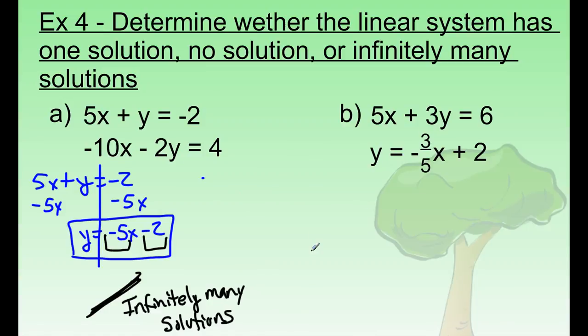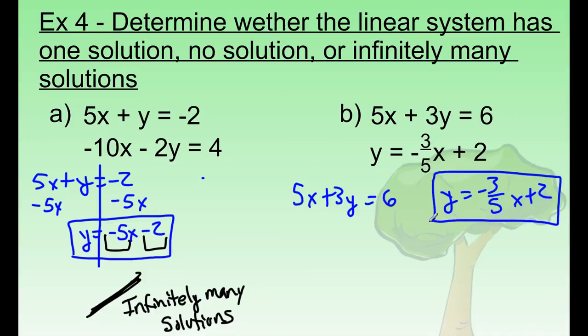Letter B, I'm going to do the exact same thing. I'm going to separate the equations into two separate spaces, get them both into slope-intercept form, and determine if they're parallel, intersecting, or overlapping. And y equals -3/5 x plus 2. I'm going to do the one on the right side first because it's already done. That is slope-intercept form, y equals mx plus b, where the -3/5 is the slope and the +2 is the y-intercept.